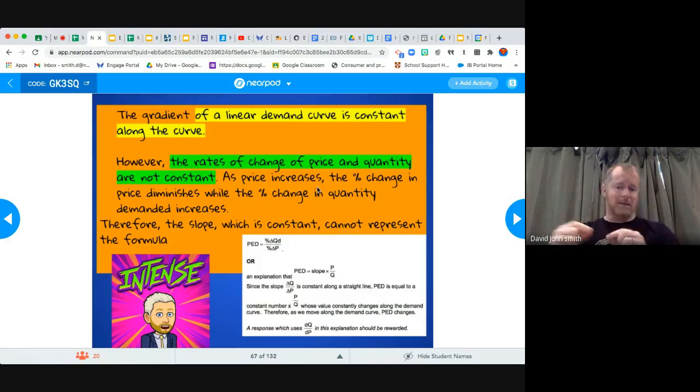It is a separate bullet point, so you can expect that there are versions of the papers that are going to either include a specific question on this, or that are going to expect you to synergistically include this information when you are talking about demand curves.